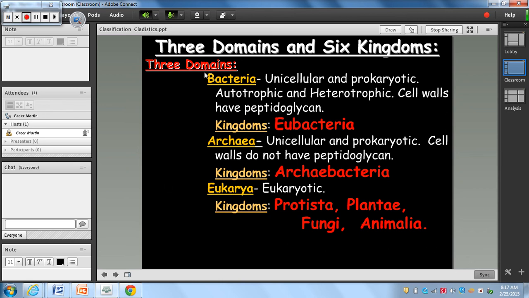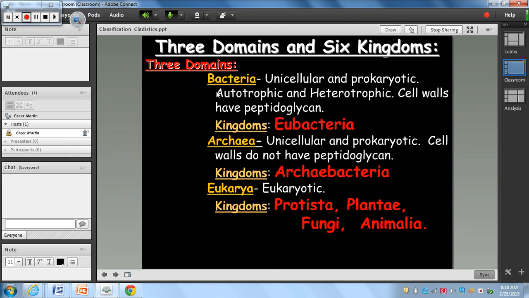So the 3 domains are the bacteria, which are unicellular and prokaryotic cells. The second domain is archaea, which are also unicellular and prokaryotic cells. Their cells do not have peptidoglycan in their walls. And then you have the eukarya, which are basically all the eukaryotic organisms.